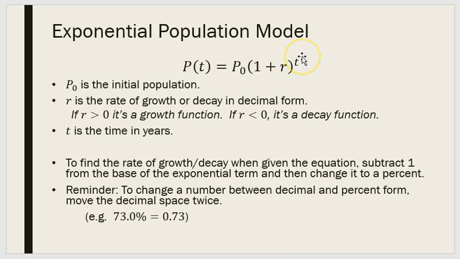And then T is how much time is going by, usually in years, but there could be cases where they might use a different unit, like months or days or weeks, etc. So T is just going to be how many units of time have gone by.